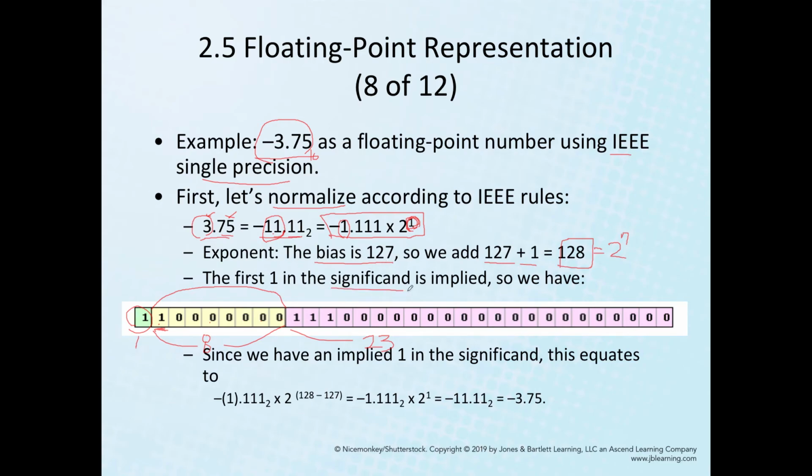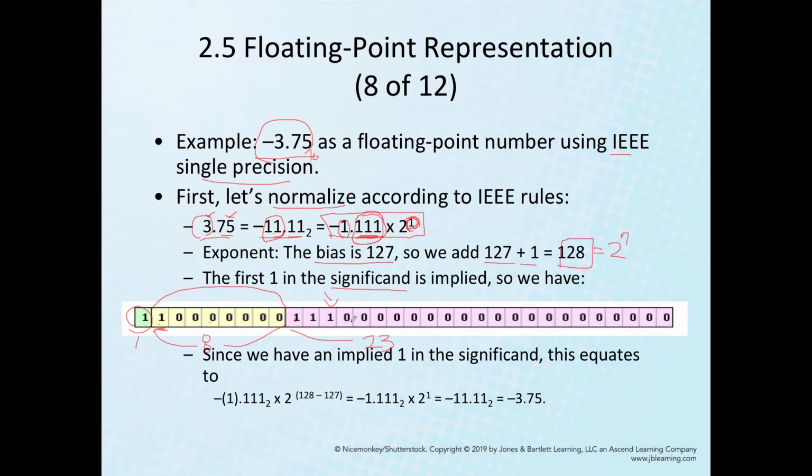And then this portion is the significand. Remember that the 1 point is always implied. So we never represent the 1 directly in the significand, only the part after the radix point. So we have 1, 1, 1 and all zeros. That's how to represent the given decimal value in IEEE floating point representation for single precision.